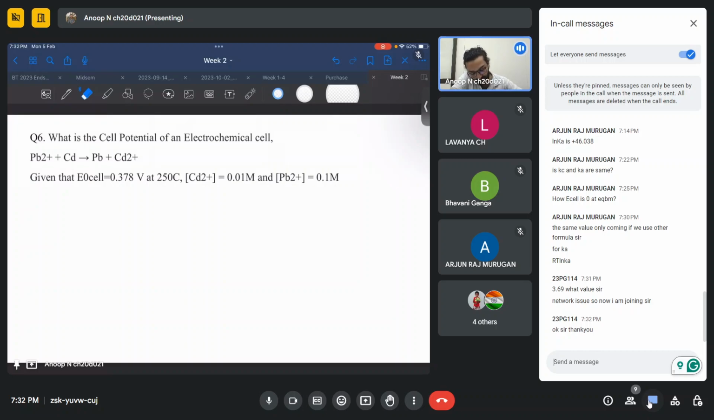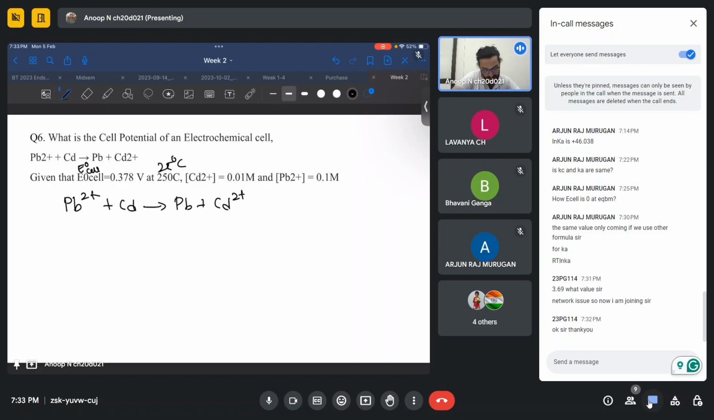What is the cell potential of an electrochemical cell? Pb2+ plus Cd gives Pb plus Cd2+. Given that E0 cell is equal to 0.78 volt at 25 degrees Celsius, the cadmium 2 plus concentration is 0.01 and the Pb2+ concentration is 0.1. So Nernst equation, please try to solve it fast.